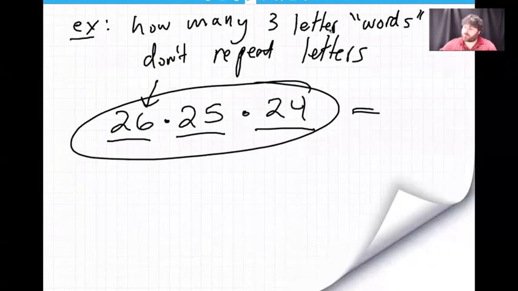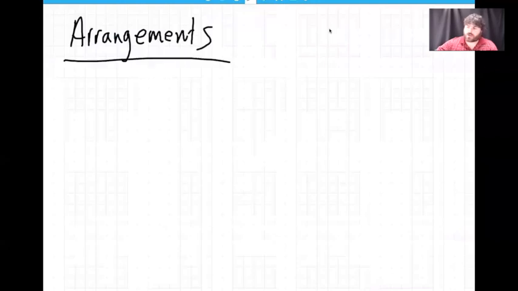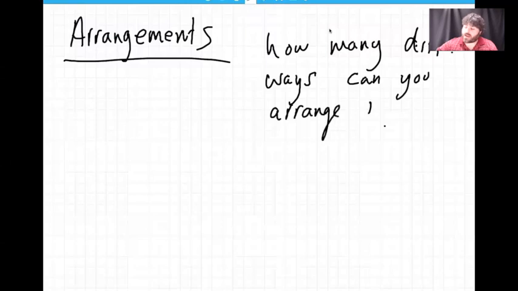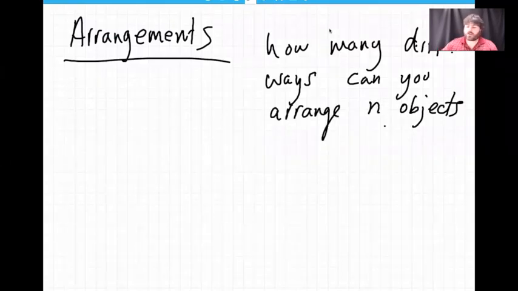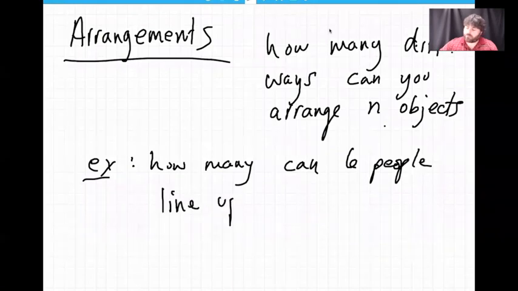All right, moving on. Next thing is what we call arrangements. Arrangements are basically how many ways can you rearrange things? How many different ways can you arrange, let's give it a number, n objects. Okay, so n could be any number. So as an example, how many ways can 6 people line up for a ride at the carnival? Okay, how many different ways?